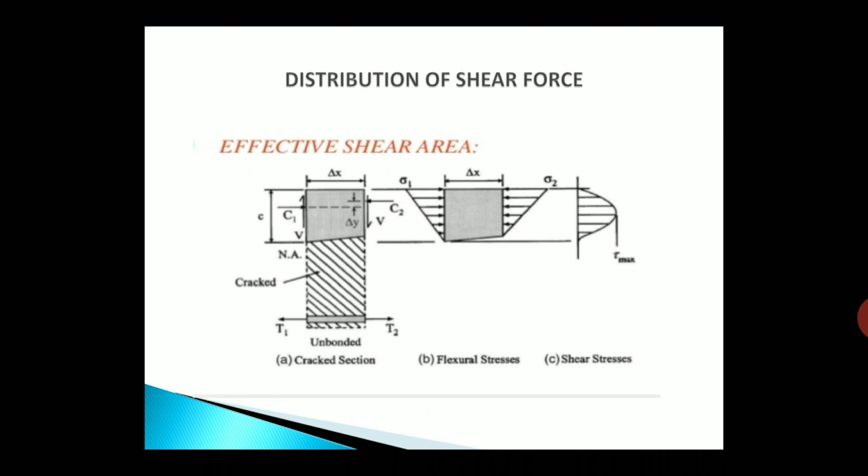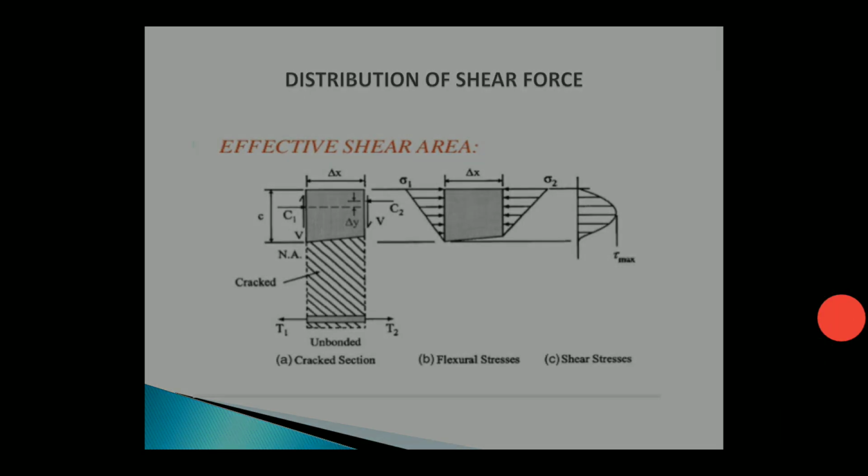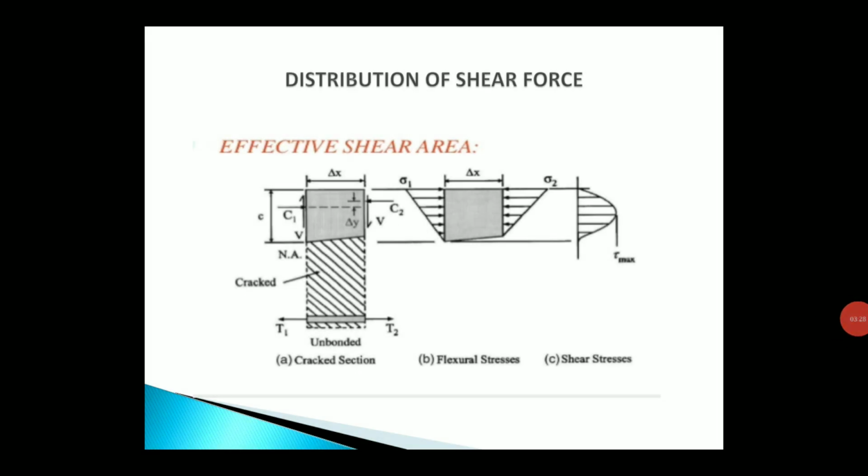Now let's understand the distribution of shear force. The effective shear area in a rectangular section is the one which is above the neutral axis. That means the shear force is causing much more damage in the top section, which is the compressive region. So while analyzing, we have to take the top half of the beam. Remember this point. Further, we have stress distribution because of flexure and shear.